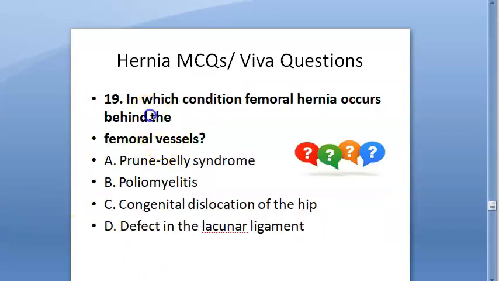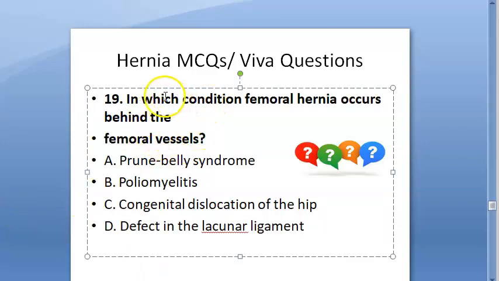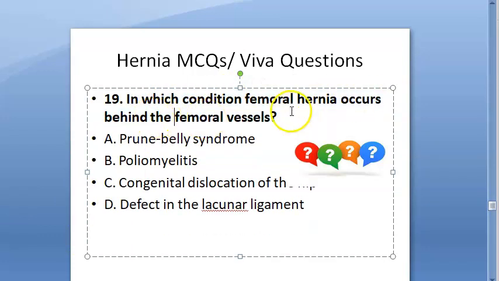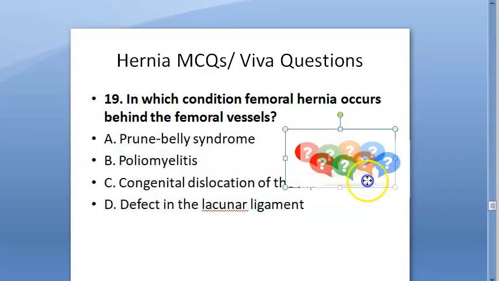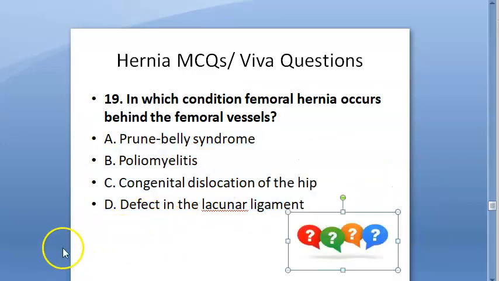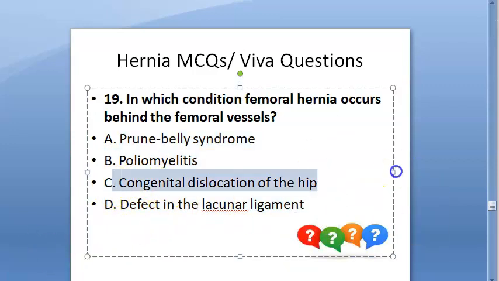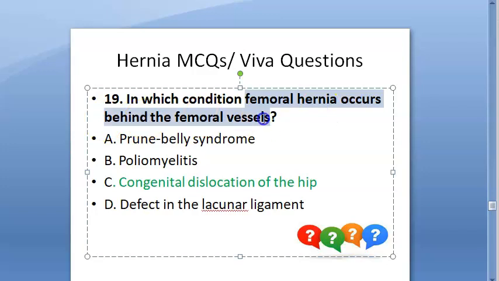So now let's move on to 19. In which condition does femoral hernia occur behind the femoral vessels? Oh, this is slightly complex. We don't know this one, right? Let's look at the answer directly. Congenital dislocation of the hip. If there is congenital dislocation of the hip, the femoral hernia occurs behind the femoral vessels.